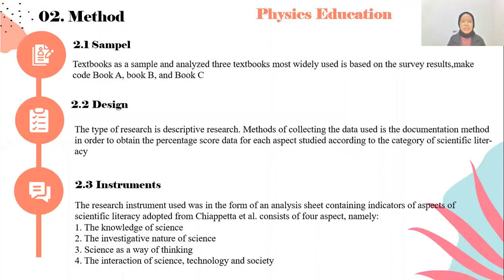Second, method. Sample. This research used textbooks as a sample and analyzed 3 textbooks, coded as book A, book B, and book C. Design. The type of research is descriptive research. The method we use is the documentation method, in order to obtain the percentage score data for each aspect of scientific literacy.